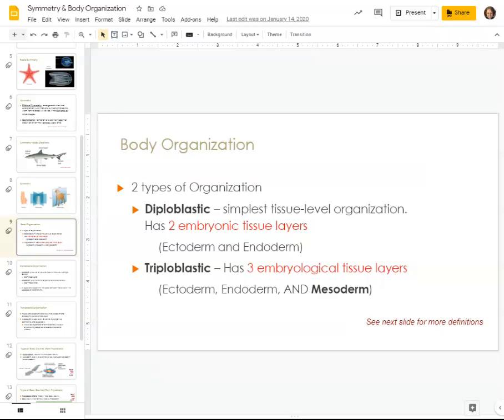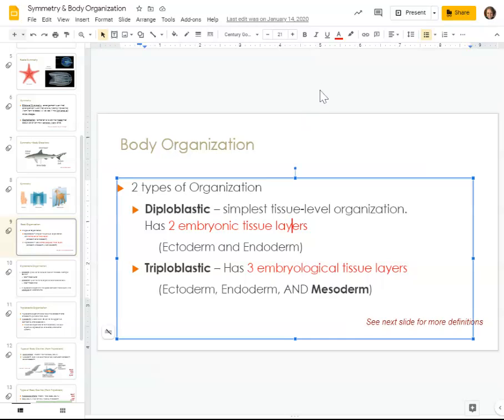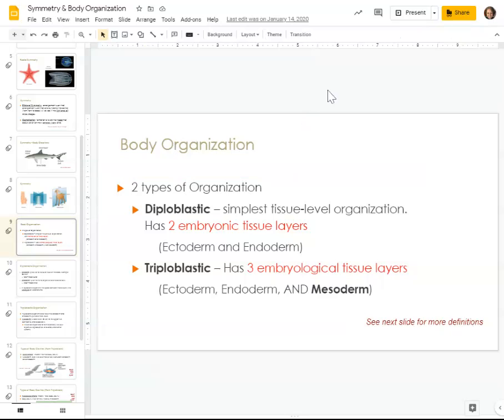So the first one we'll look at is diploblastic. These have two embryonic tissue layers. That means when they're embryos, they're just two layers of cells. And those two layers are going to be what's called the ectoderm and the endoderm. So we'll talk a little bit about what those are on the next slide. Triploblastic organisms have three layers. So they have the two that I already mentioned and a different one in the middle.